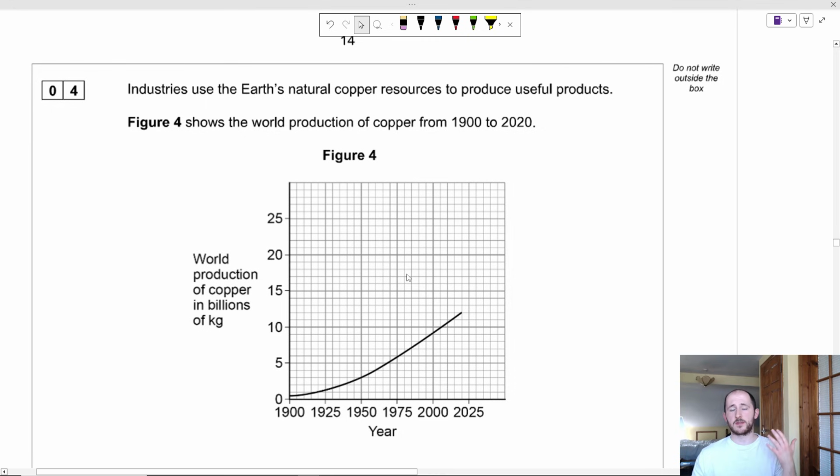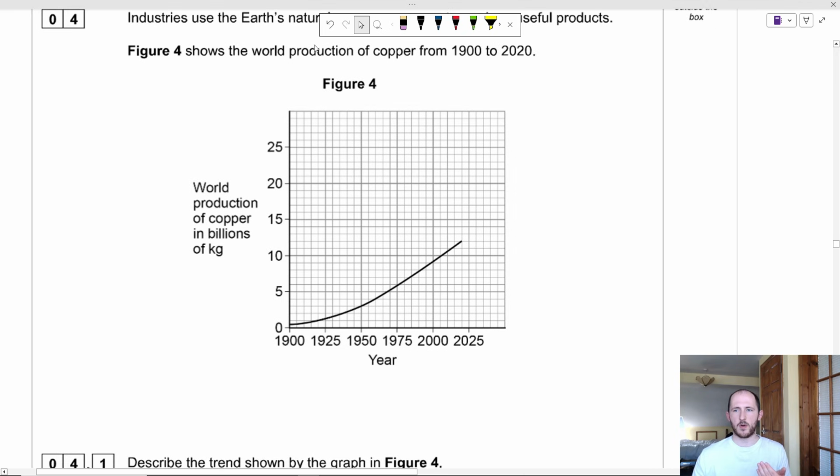This question is kind of universal to all three sciences because all we're going to be doing, well, you're going to see in a second. So industries use the Earth's natural copper resource to produce useful products. Here's the world production of copper.